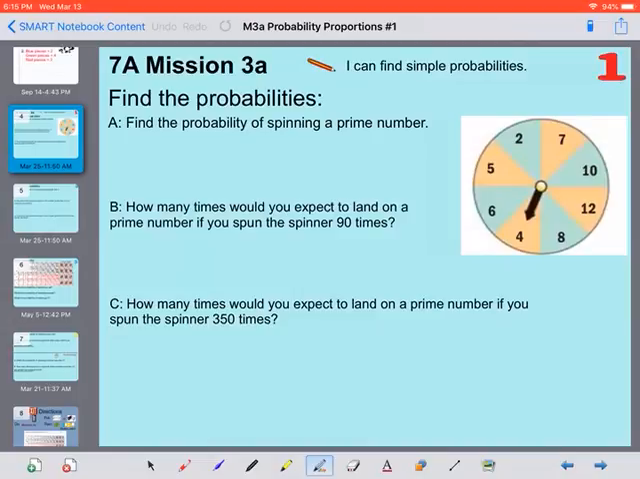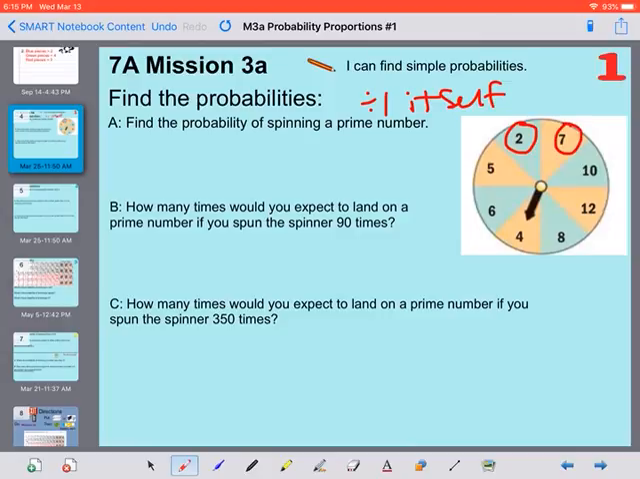Hello, today we're doing mission 3A, looking at probabilities using proportions. It says find the probability of spinning a prime number. Prime numbers are only divisible by 1 and itself. In this spinner, 2 is a prime number because you can only divide 2 by 1 and 2.